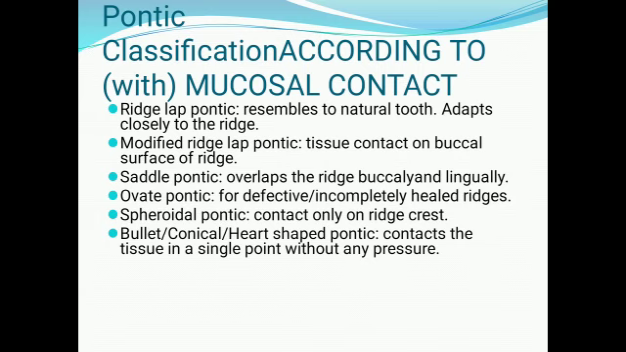Modified ridge lap pontic has tissue contact only on the buccal surface of the ridge. Saddle pontics cover the ridge both buccally and lingually. Ovate pontics are mostly used in deficient and in completely healing ridges. Spheroidal pontics contact only on the ridge crest. Bullet, conical and heart-shaped pontics contact the tissue surface at a single point without any pressure.